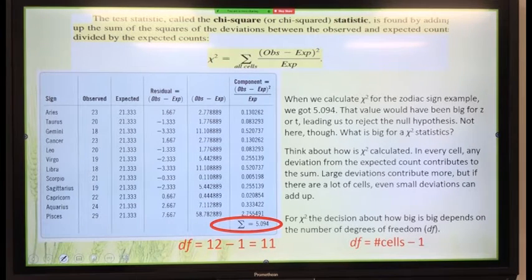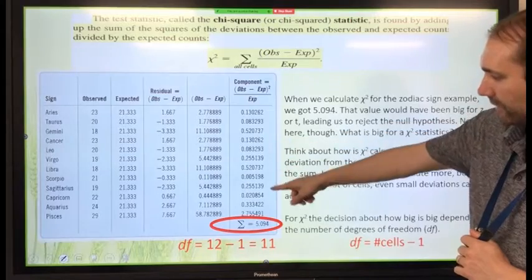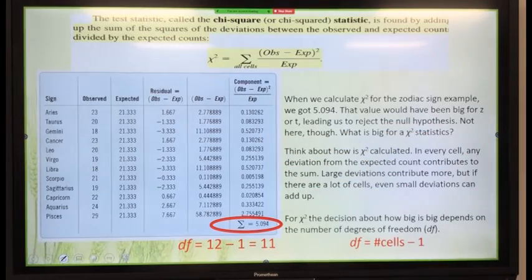Now, when we calculated our chi-squared for the zodiac sign example, we got 5.094. That value would be a big number for z or t, leading us to reject the null hypothesis. But not here. What is a big value for that chi-squared? Think about how chi-squared is calculated. In every cell, any deviation from the expected count contributes to this sum. So notice I'm gradually adding more and more deviation. Large deviations contribute more, but if there are a lot of cells, even small deviations can add up. For chi-squared, the decision about how big is big depends on the number of degrees of freedom.